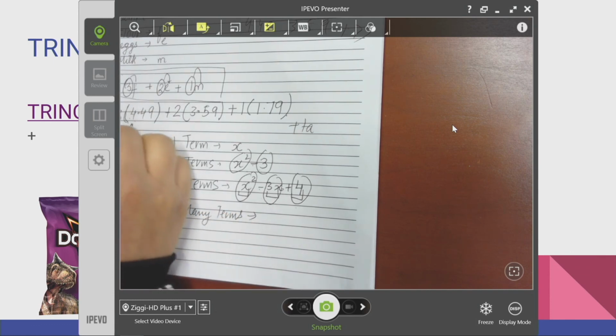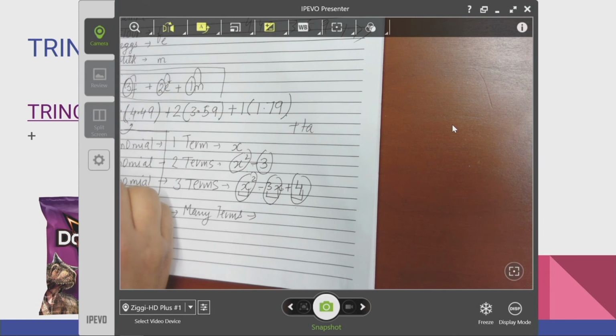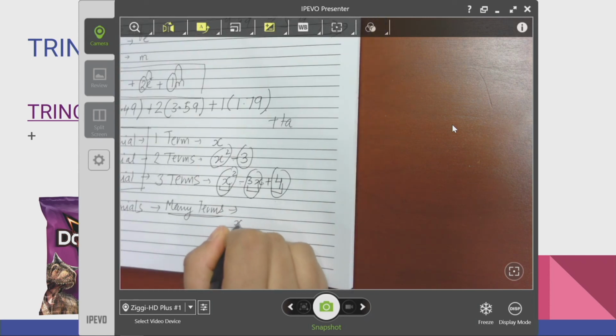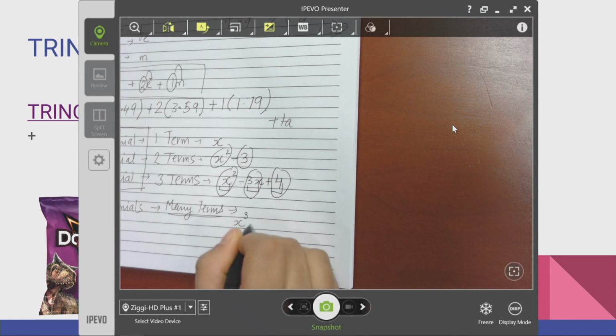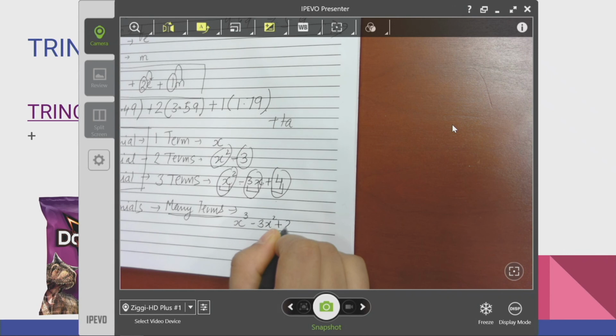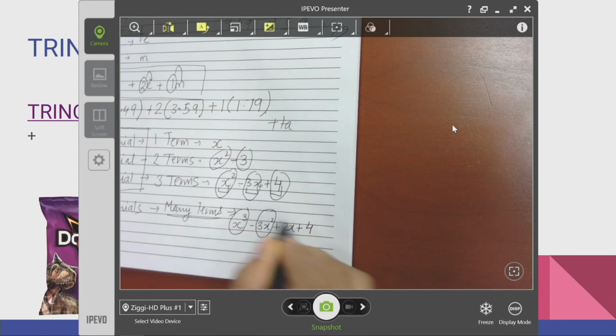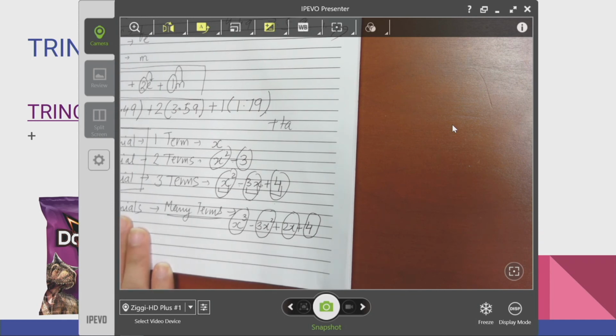And all these monomial, binomial, and trinomial, they form polynomials. So an example for polynomials can be x to the power 3 minus 3x squared plus 2x plus 4. Now you can see it has 4 terms: 1, 2, 3, 4. I can have more than 4, and that will be a polynomial.